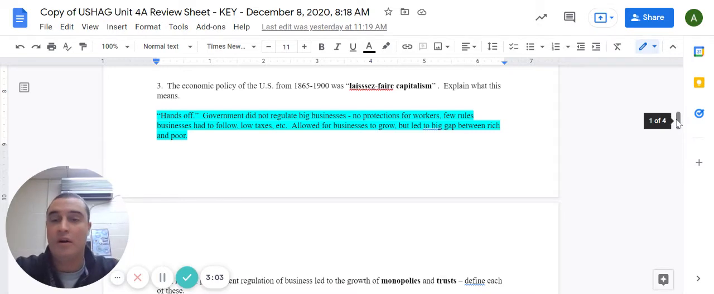Number three, the overall economic policy during this time period was laissez-faire capitalism. This essentially means hands off. More specifically, it means the government's hands off businesses. Little to no regulations, no protections for workers, few rules, low taxes. This laissez-faire system allowed for businesses to grow, but it did lead to some dangerous conditions for workers and resulted in a big gap between the rich and the poor.